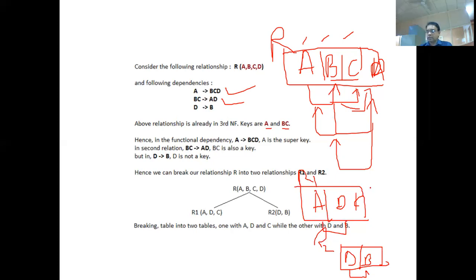Yes. So that's about functional dependency. Thank you. In the next class, we'll discuss multi-valued dependencies.